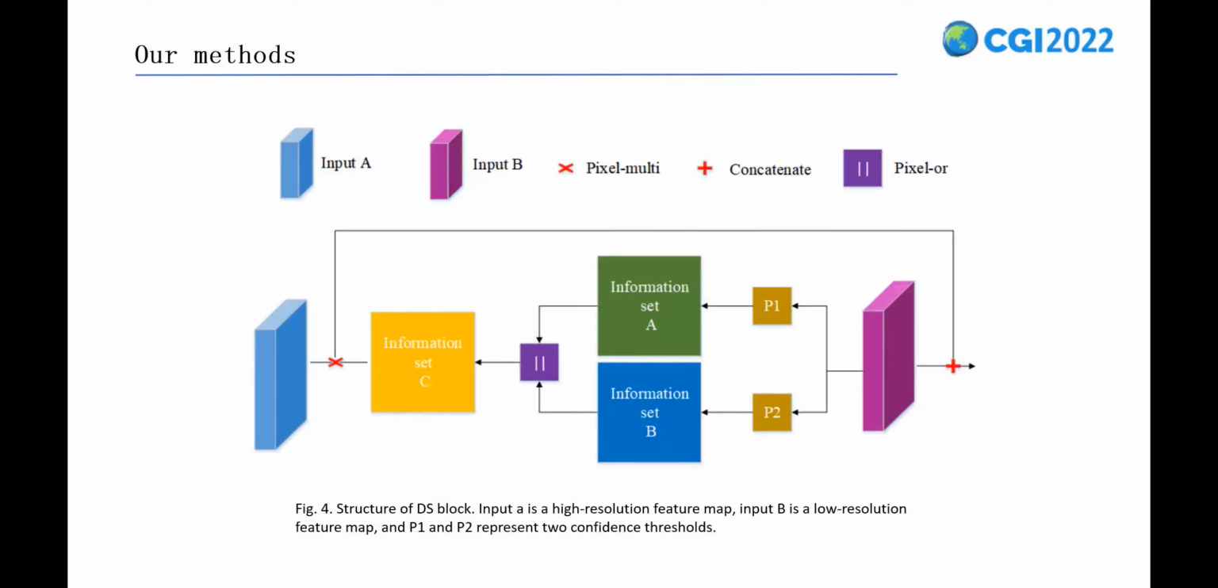The DS module proposes two thresholds to remove the noise in the high-resolution feature map in the skip connection and retain the details that are discarded during the encoding process. This makes the supplementary detailed information effective and can bring better segmentation results to high-level semantics.